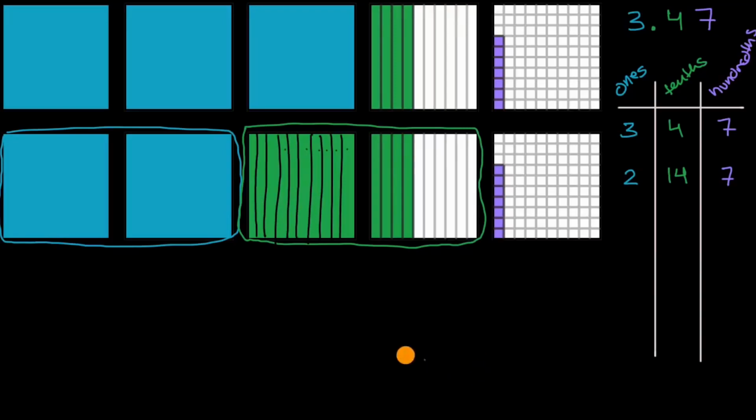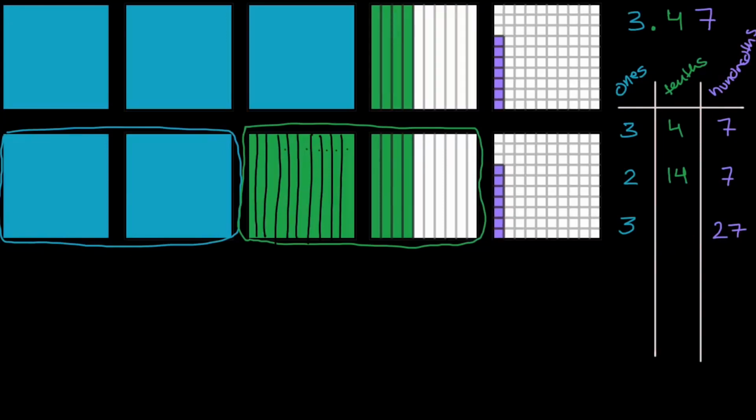So now let's imagine another scenario. Let's imagine a scenario where we have 3 ones again, but this time, instead of having 7 hundredths, we have 27 hundredths. So in that circumstance, how many tenths would we have? Pause this video and see if you can work it through.